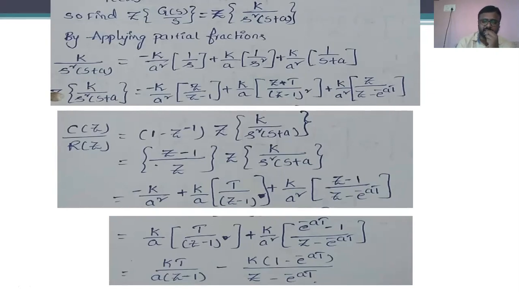So these kind of problems are mainly asked for 7 marks to 10 marks in our previous university question papers. These are very, very important regarding the second unit.